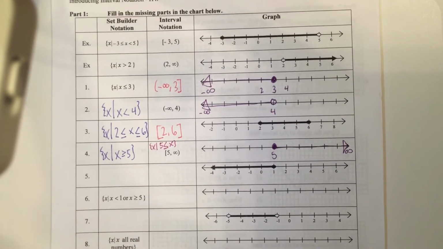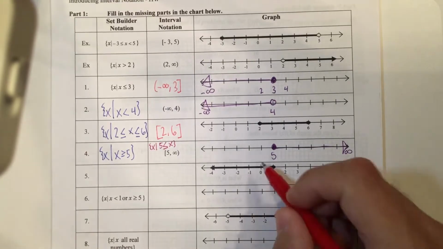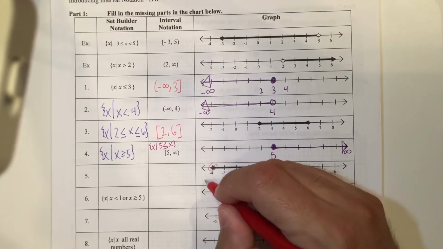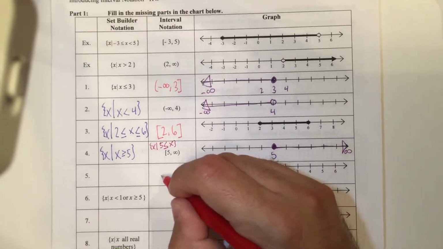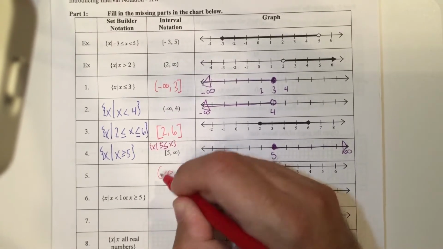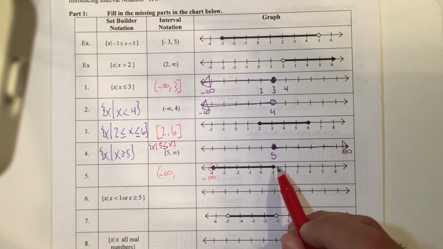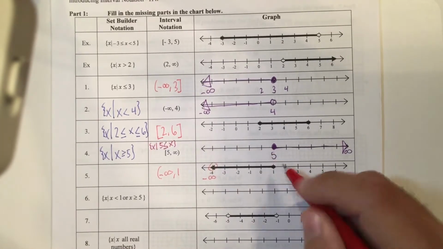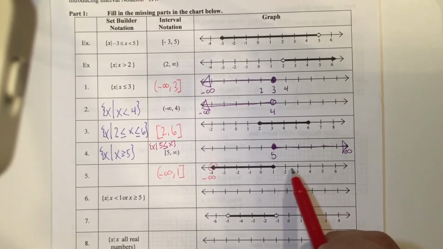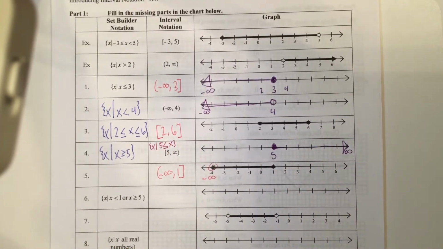Number 5 gives me the graph. Okay, so I'm going to start with interval notation first. I see this arrowhead right here, and I know that heads towards negative infinity, so that's my smallest value. Parentheses, because we don't know what it is. And as I continue on the graph, it stops at 1, and that's a closed circle, so I put a bracket, and just make sure there's nothing else, and that's good right there.